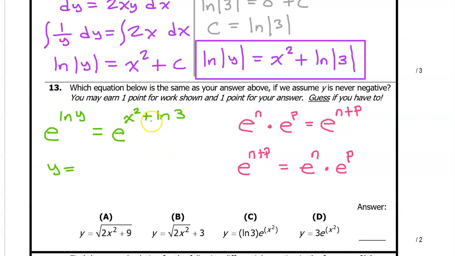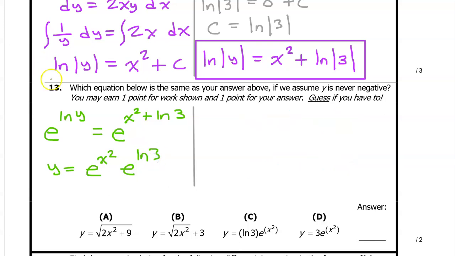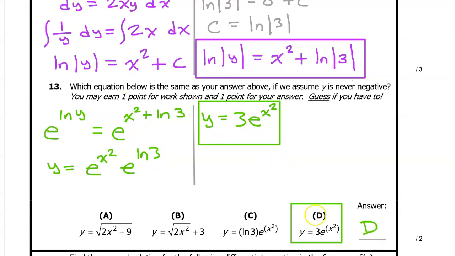So let's rewrite this as a product. e to the x squared times e to the natural log 3. Again, the base e and natural log are inverse functions, so they will cancel each other out and just leave a 3. And I will put this 3 in the front and bring down e to the x squared. This matches option D.